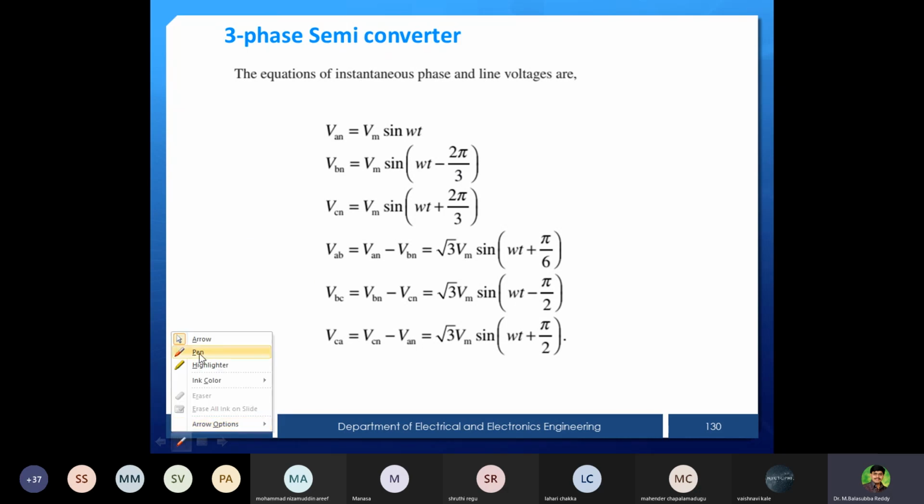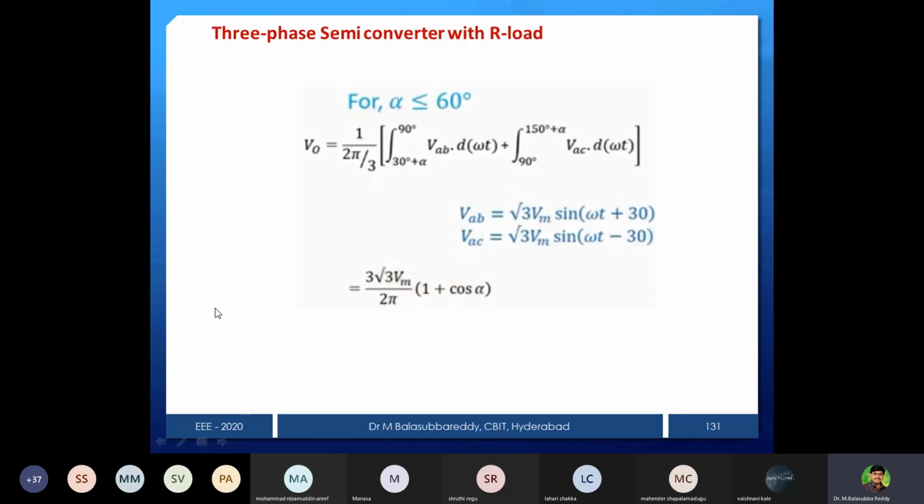Similarly, why we require that: while you are deriving, you can substitute AB, BC, CA. These are the line to line voltages. Then you have to take it as an average expression. Now we will get the average expression for two things.